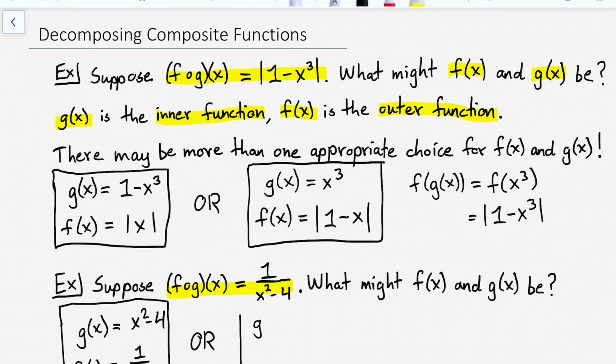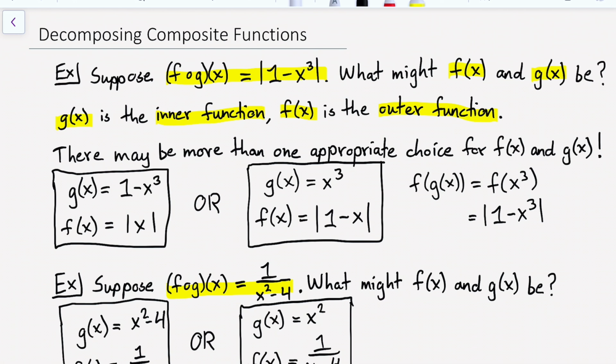Another possible answer is to say g of x is x squared. That's the very smallest function. That's the smallest thing happening to x. In which case f of x represents everything else. So it's 1 over x minus 4. This is another logical choice for the functions f of x and g of x.